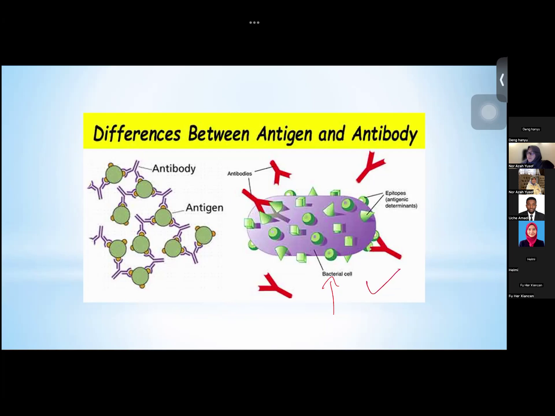So let's look at bacteria here. This is the cell wall. The purple one is the cell wall of the bacteria. And you see there are different shapes. You have cones, squares, cubes. Sorry, you probably observe spheres. So this antibody, because it's very specific, will only interact with certain epitopes. The word here is epitopes. So the different shapes that you see represent different epitopes on the cell wall of the bacteria.